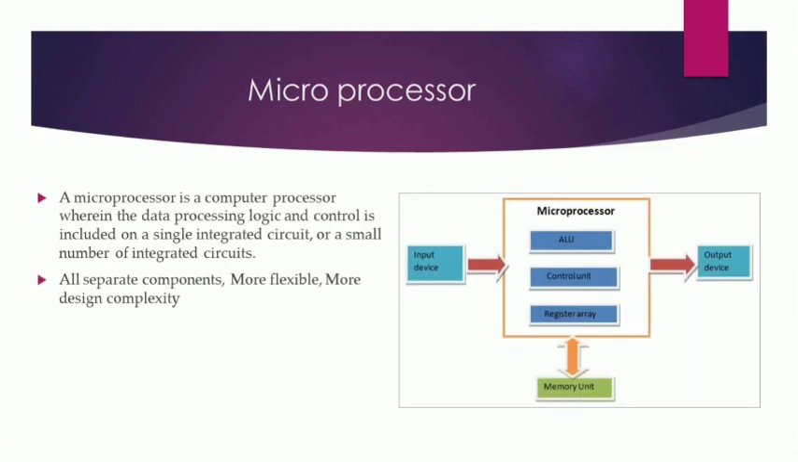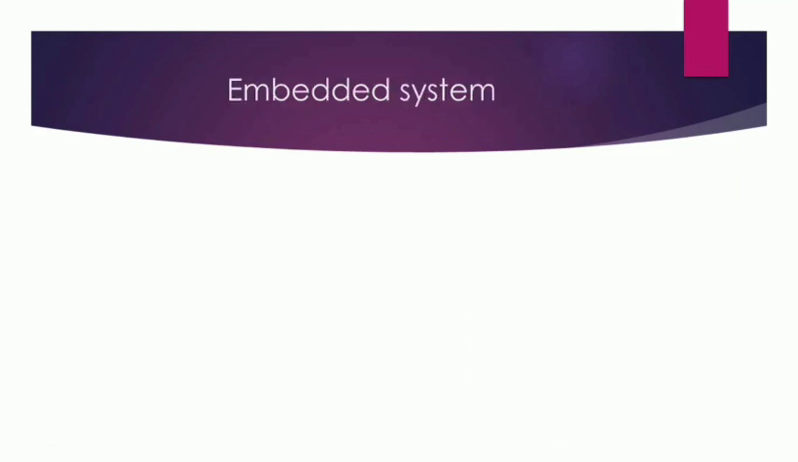A microprocessor is a computer processor where data processing and control are included on a single integrated circuit or a small number of integrated circuits, with all separate components, more flexible and more design complexity. The microprocessor contains an ALU, control unit, register array, input device and output device, and it has a separate memory unit. These are the things present in the microprocessor. Let's move on to embedded system.